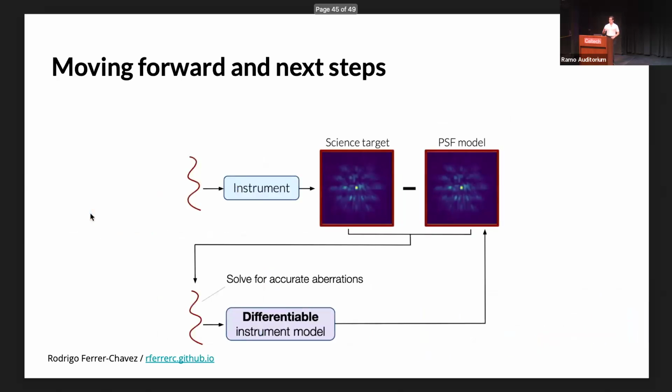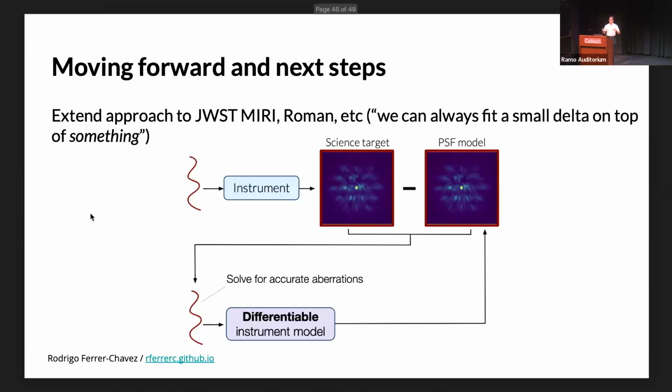A different thing is that here we have the method diagram. And we see that at no point do we explicitly say, like JWST. You can put there Roman, you can put there MIRI, and you can always fit a small delta on top of anything. So we may be able to apply this to other instruments and get very good results.